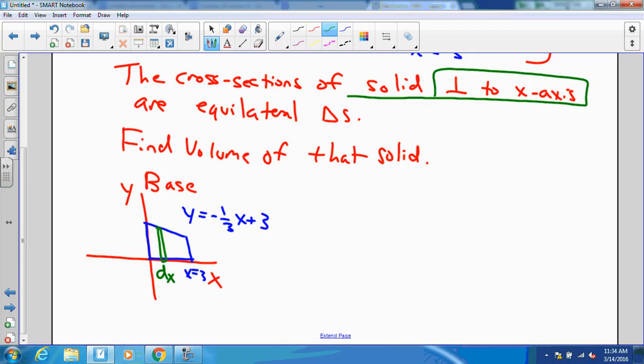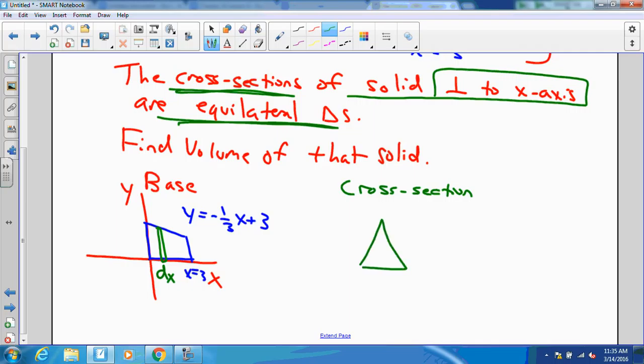Okay. The second sketch that we're going to have is a sketch of our representative cross-section. And for the cross-section, I'm going to pay attention only to the language about the cross-sections. The cross-sections are all equilateral triangles. So I'm going to draw for myself a little prism that has an equilateral triangle for its base, just like that.